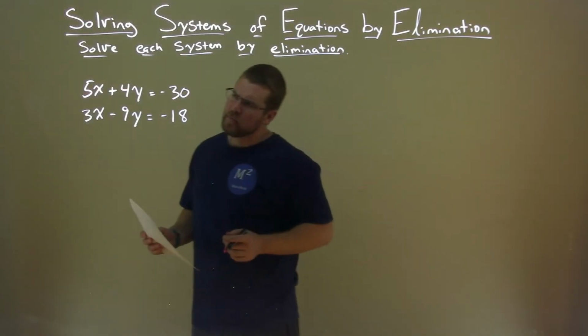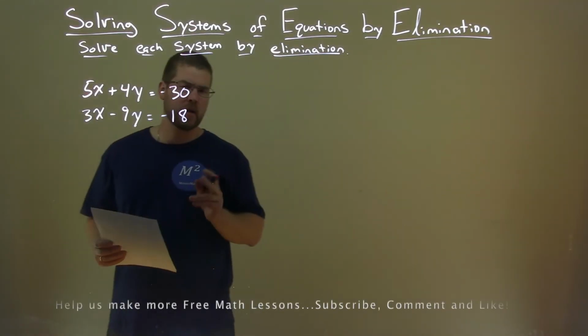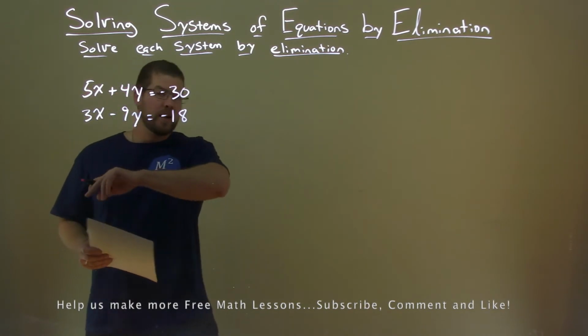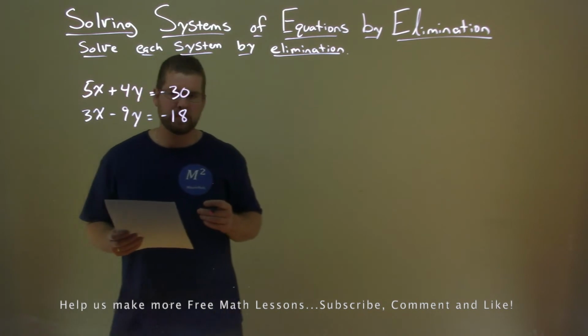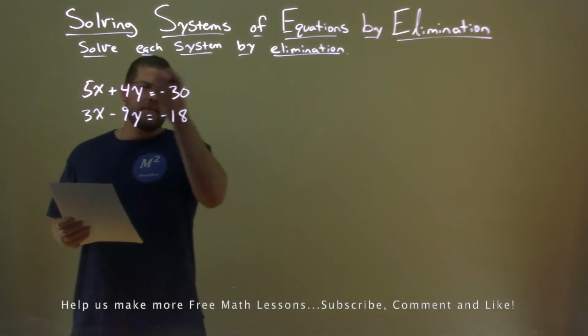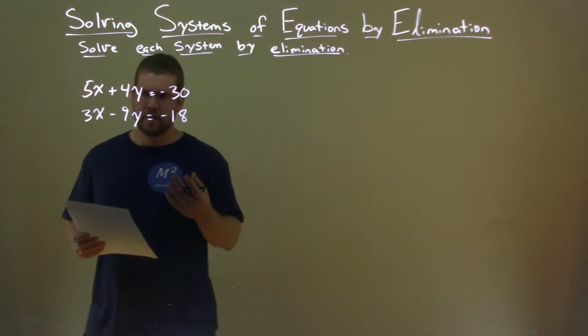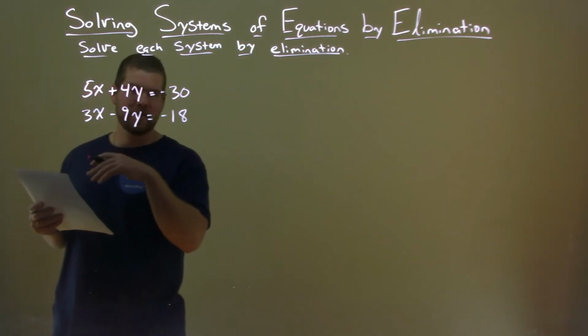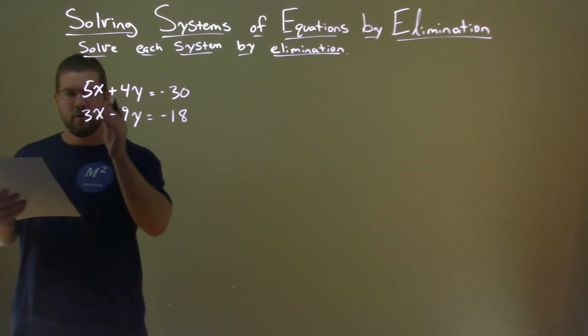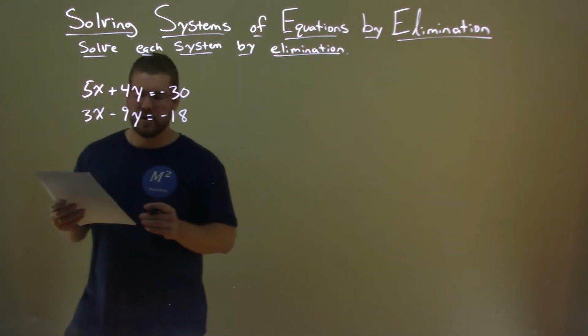We're given this problem. 5x plus 4y equals negative 30. 3x minus 9y equals a negative 18. We've got to solve this. Well, I can't just add the two equations right now. Nothing gets eliminated. So what I need to do is multiply the top equation and bottom equation by something. Let's try to eliminate the x value first.